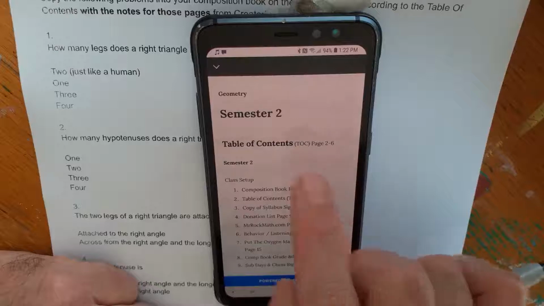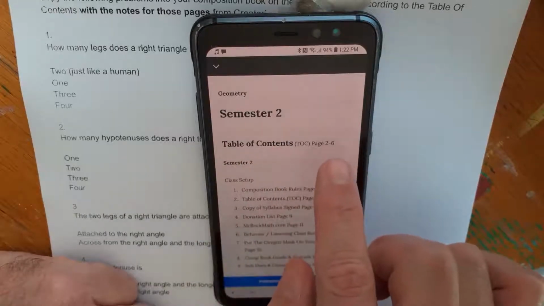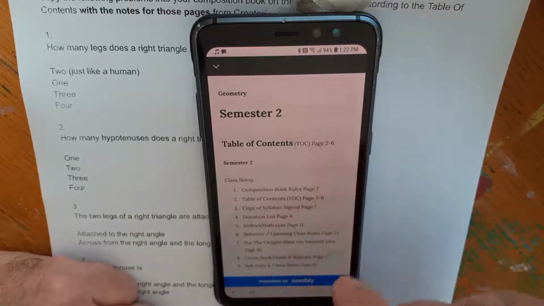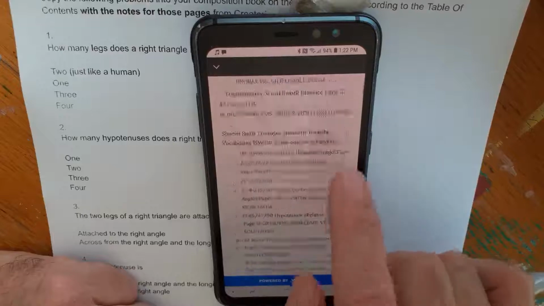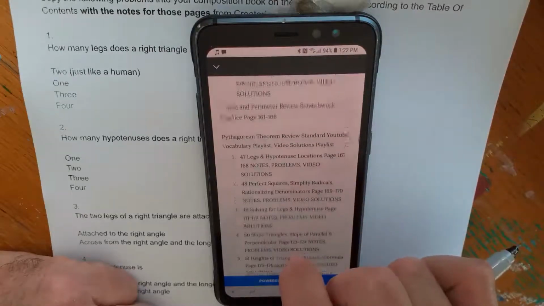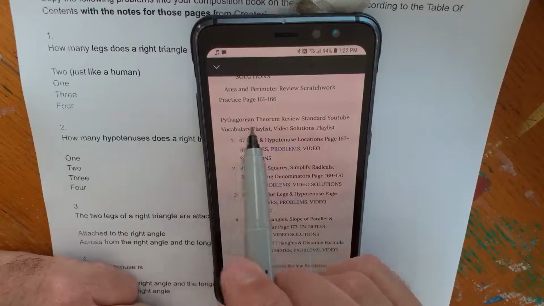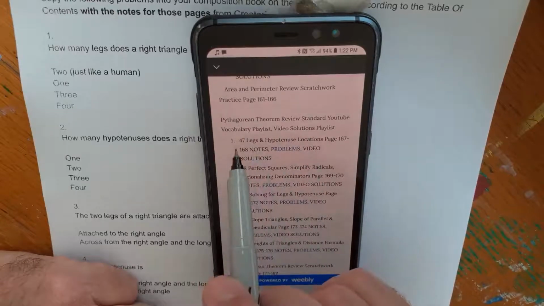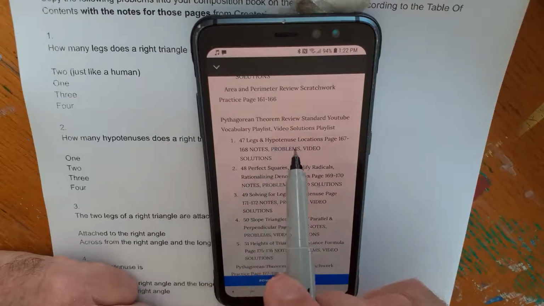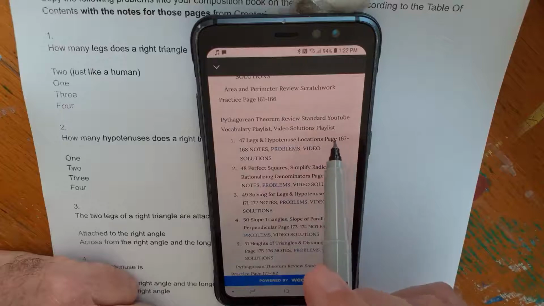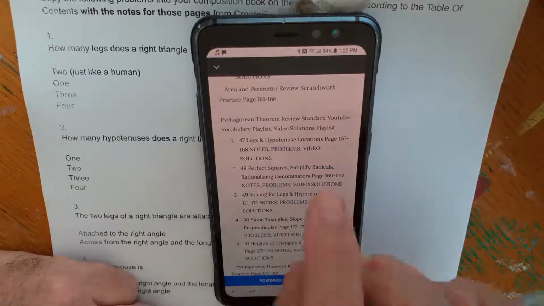Get to the table of contents, Semester 2, table of contents. This should have been copied onto your pages 2 through 6 of your composition book a long time ago. If not, do it now. So Pythagorean Review is the name of the unit. Here is the first lesson. It says legs and hypotenuse locations. Here's the page number that these notes go on.